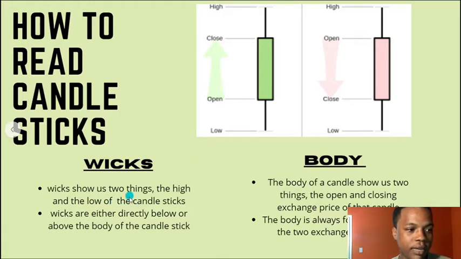And then we have the wicks. The wicks show us 2 things. The wicks show us the high and the low of that candlestick, right? So if a body was to come down here and then come back up, this is how this wick was formed. The wicks basically show us where the price has traveled.